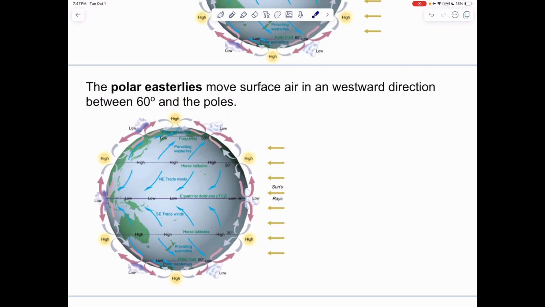And then we have, again, the trade winds called the polar easterlies, because they're going to move the air in a westward direction with the wind coming from the east.